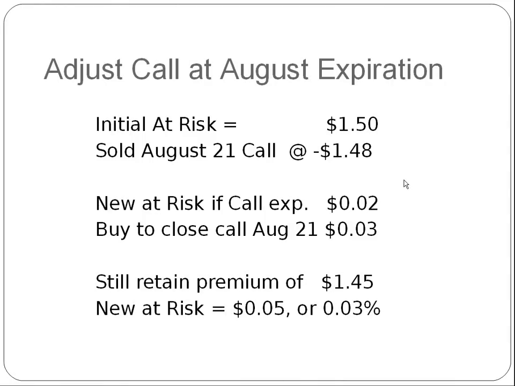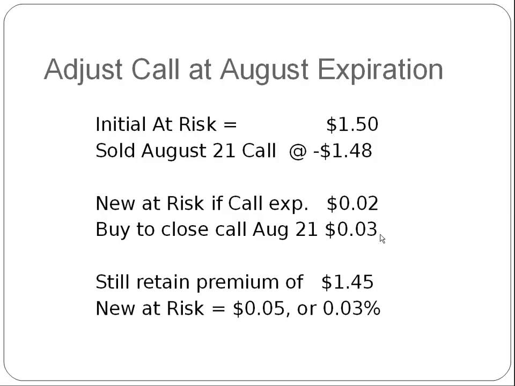Now, as I mentioned, the best case scenario is with the stock trading right around $21 at expiration, at August expiration. One of the reasons why this trade was so good is because that's exactly what happened with the first income method. The stock was trading right around $21 per share, fluctuating right around $21 per share, and a little bit below at August expiration. We had generated a $1.48 premium. We were able to buy to close the call for 3 cents.